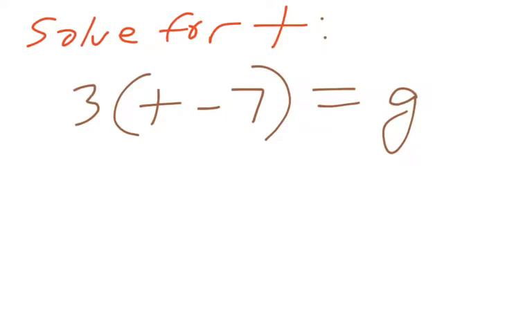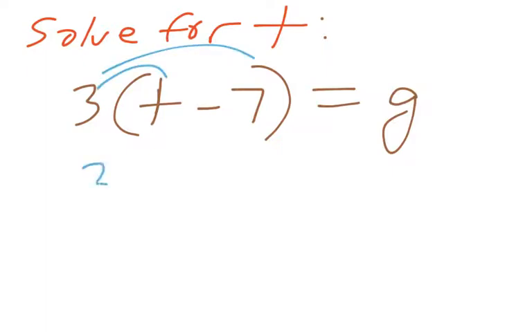So let's look at another example. So here we have 3 times the quantity t minus 7, that's a t, equals g. And we're solving for t. There's actually 2 major ways you can solve this one. I'm going to go with the way that most of you would probably feel comfortable with, and that would be distributing. So anytime you have parentheses, it's a good idea to distribute to eliminate your parentheses.